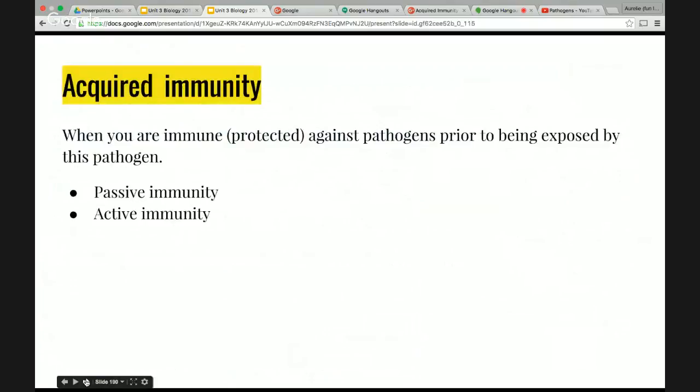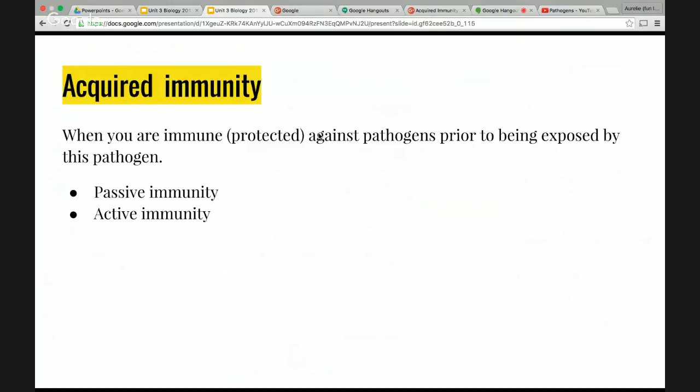Okay, acquired immunity. Acquired immunity, the word itself is self-explanatory. The word acquired means you already have immunity, okay? This means that you are immune or you are protected against the pathogens prior to being exposed to this pathogen, okay? So it's acquired immunity. You already have immunity against a pathogen before you've been exposed to this pathogen.